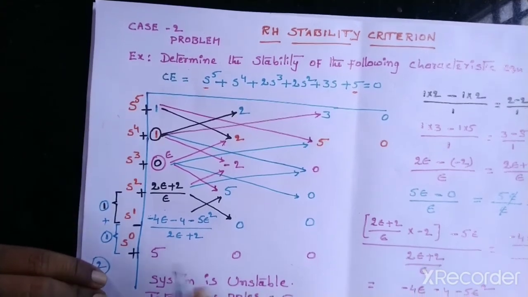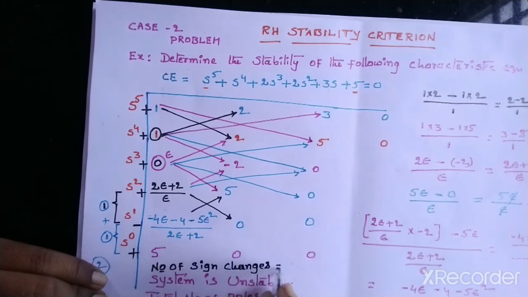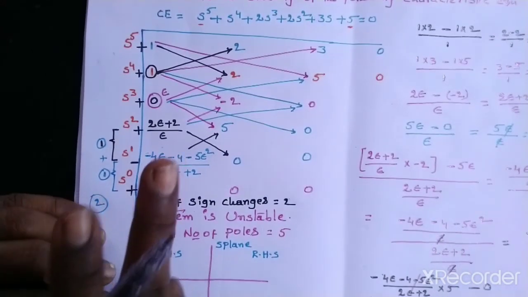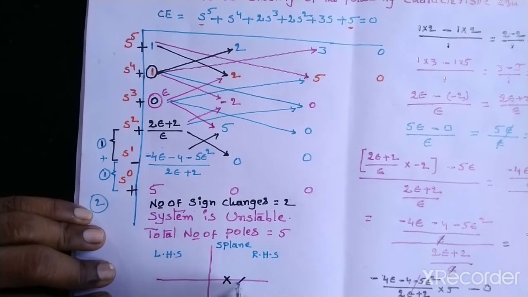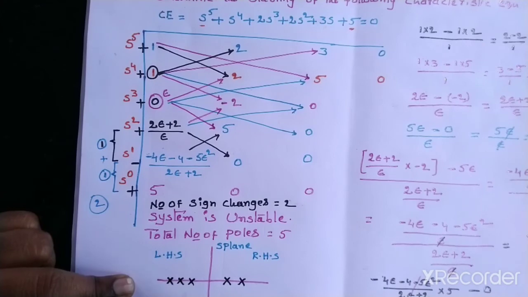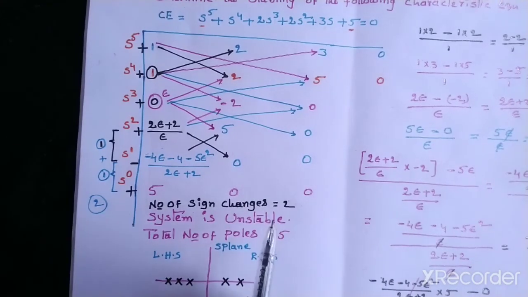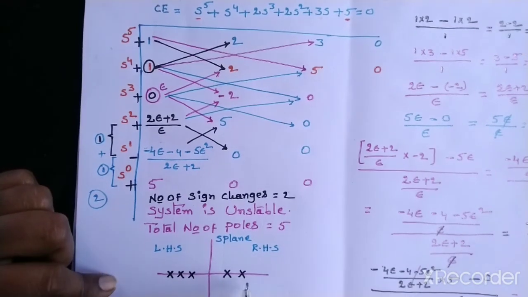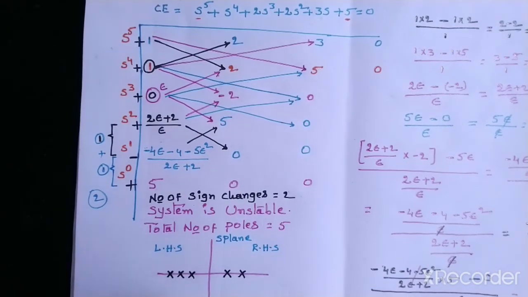Therefore, the number of sign changes equal to 2. So, based upon these sign changes, we can say that two poles are located on the RHS plane. Because of this, the system became unstable, and the remaining poles are located on the LHS plane. Sign changes represent how many poles are located on the RHS plane, and the remaining poles are located on the LHS plane.